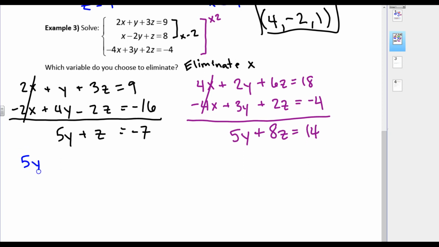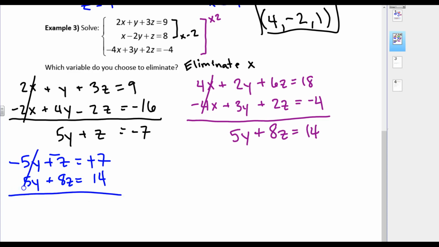My first equation is 5y plus z equals -7, and my second equation is 5y plus 8z equals 14. So if I send a negative through the top one, my y's cancel, and I get 7z equals 21, so z must be 3. Well, now that I've got z, I can plug it back into either of these two equations to get the corresponding y value.